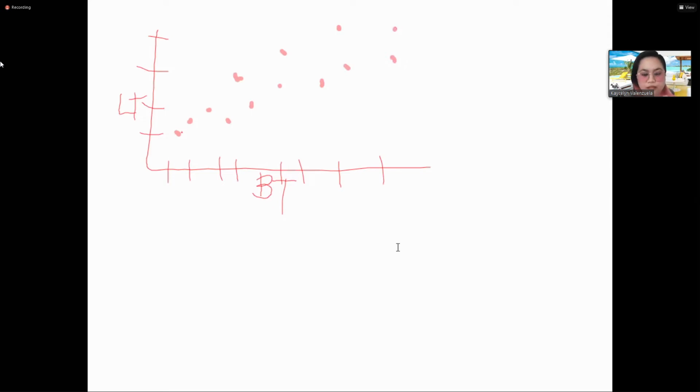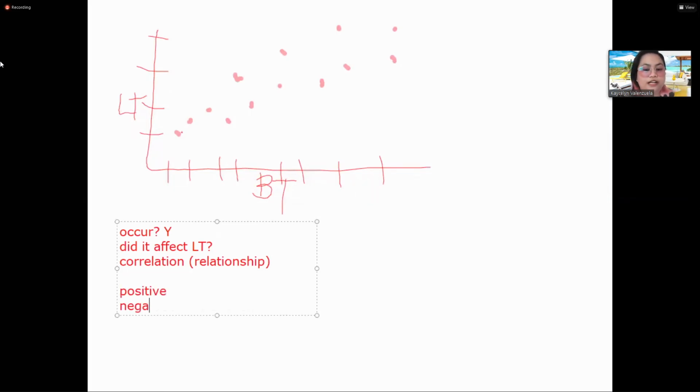Okay? Gusto mong patunayan kung did it occur? Yes. Kasi may data ako. Did it affect lead time? Makikita natin. So, sa scatter diagram, how to interpret? So, meron tayong tinatawag na correlation o yung relationship ng two factors. It can be positive or negative. So, if I will just draw positive correlation, negative correlation. A positive correlation will look like this. A negative correlation will look like this.